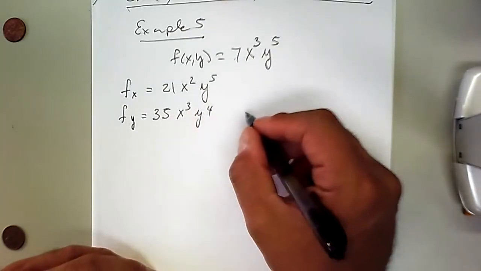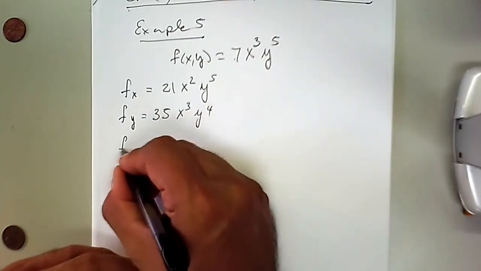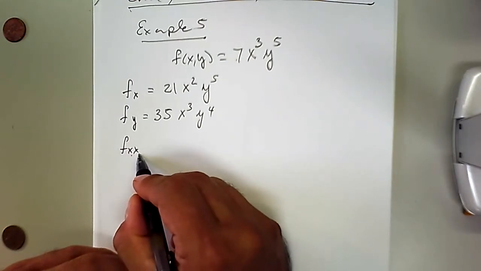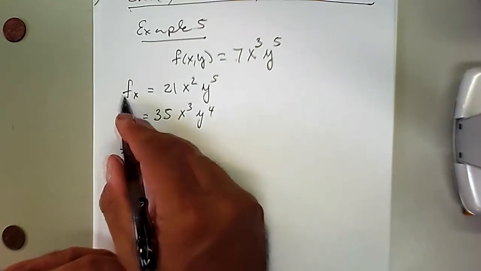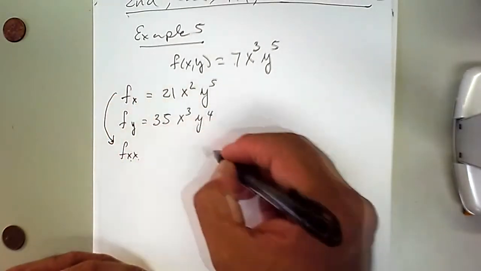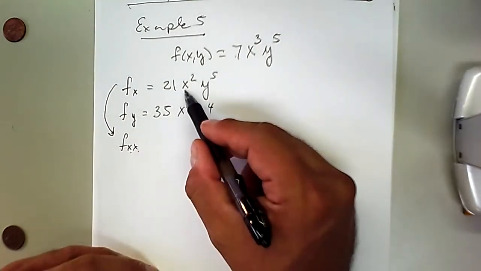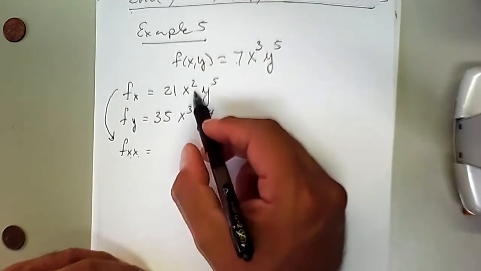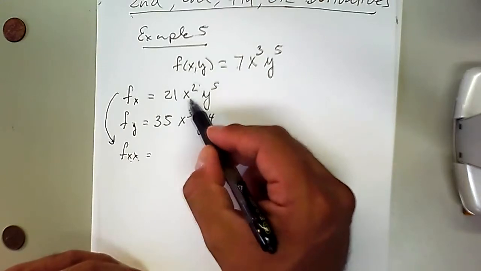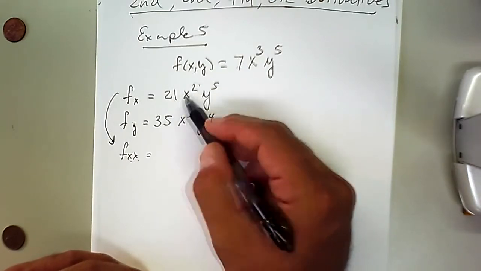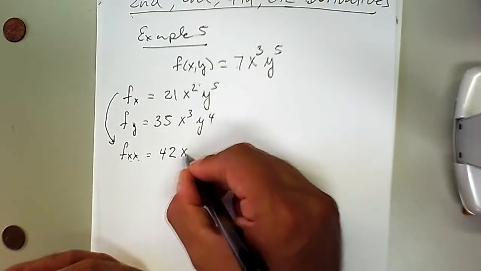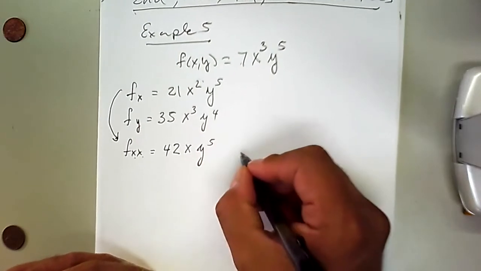We can do a second derivative with respect to x. So take the derivative with respect to x, and then the derivative with respect to x again. Take this and do the derivative with respect to x. That would be a second derivative. The derivative of x squared is 2x, multiplied by 21, we get 42 x y to the 5.